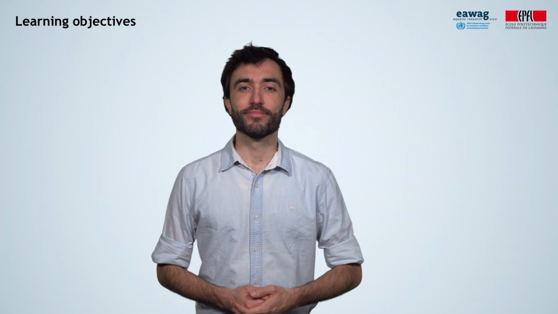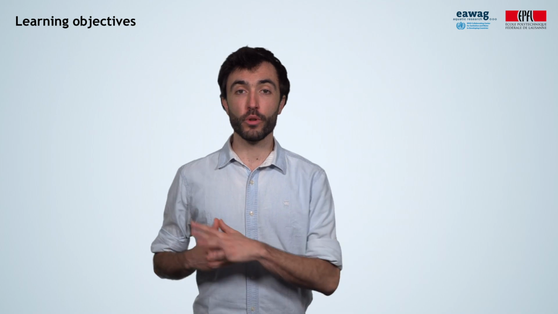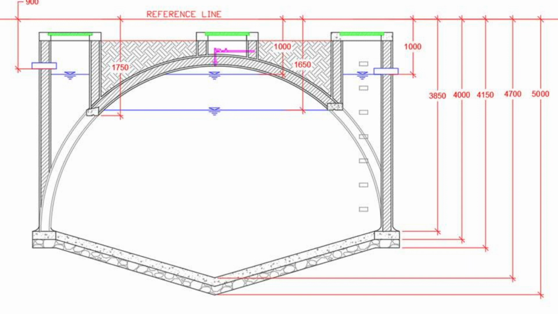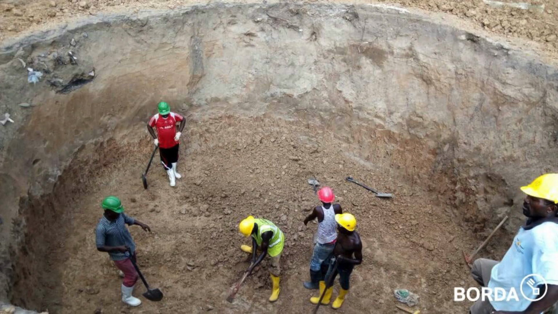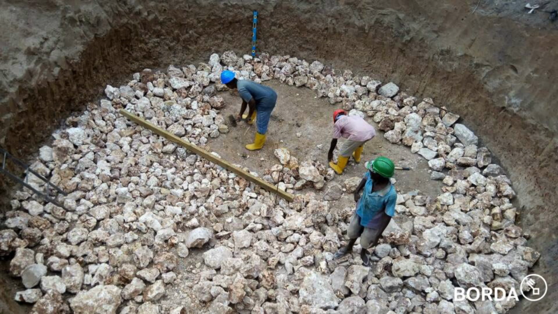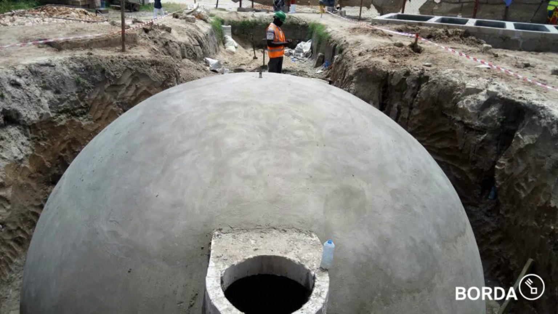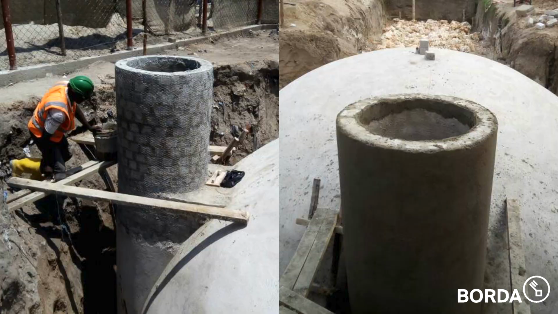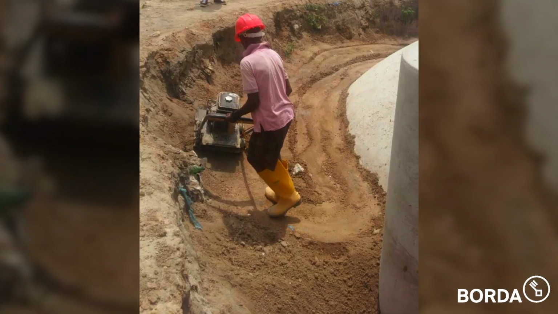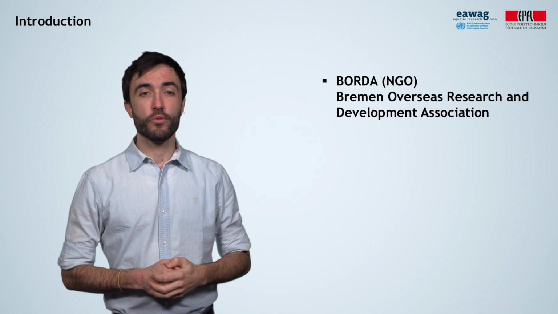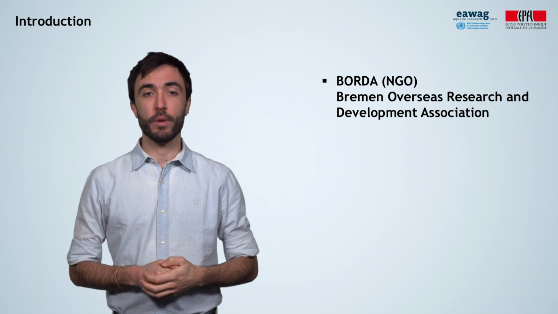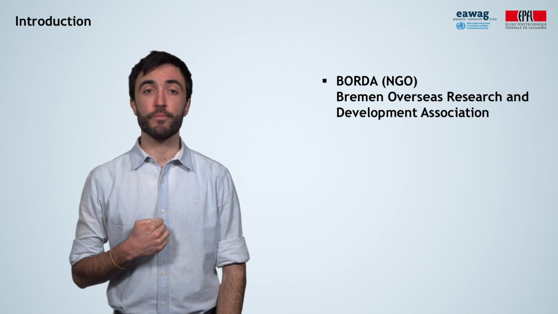Hi and welcome! In this module, we will learn how to construct a fixed dome anaerobic digester. We will run you through this process in 8 steps: calculating the dimensions of the dome, digging the hole, setting the conical slab foundation, building the dome, ensuring air and water tightness, constructing the inlet, constructing the outlet, and backfilling with soil. We will show the case of a digester built by Borda in Dar es Salaam, Tanzania.